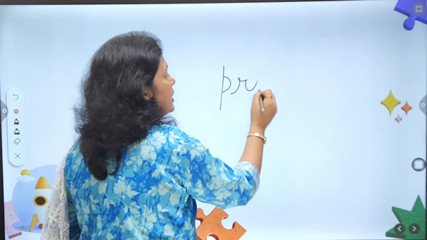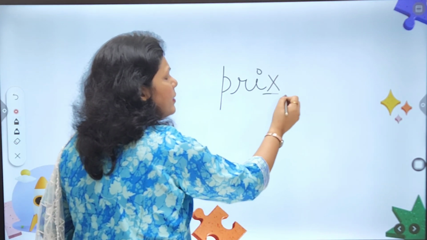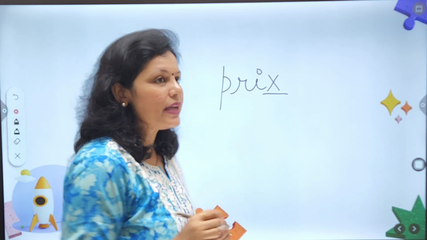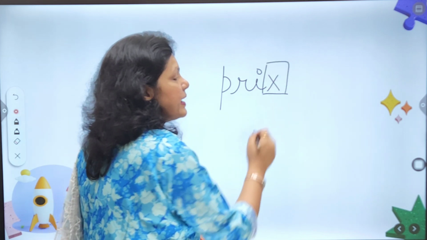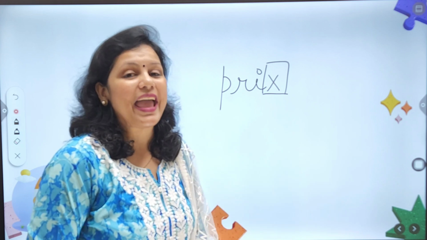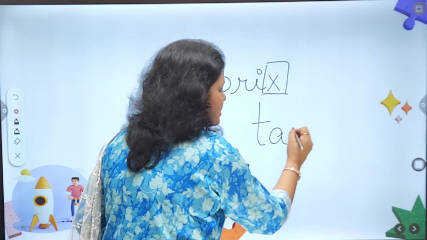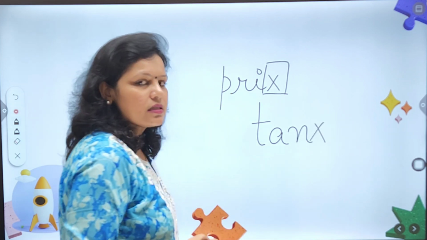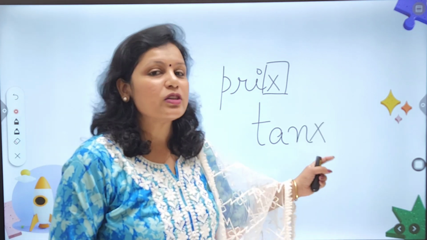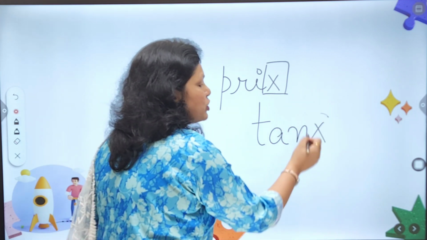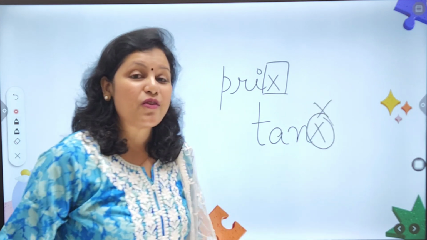We have a word pricks. So shall I write pricks with X or CKS? And if I want to write pricks, then why is this spelling wrong? Why don't we have X over here? Similarly, if I want to write tanks, shall I write tanks like this? This should be the correct spelling because we are getting the sound of X at the end. But unfortunately, this spelling is wrong.